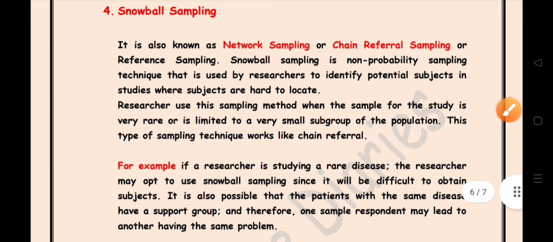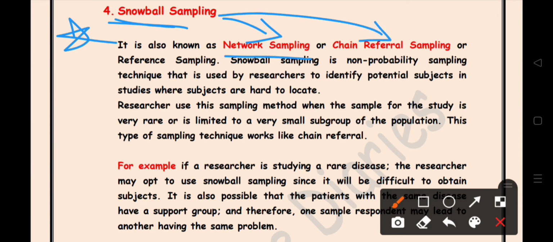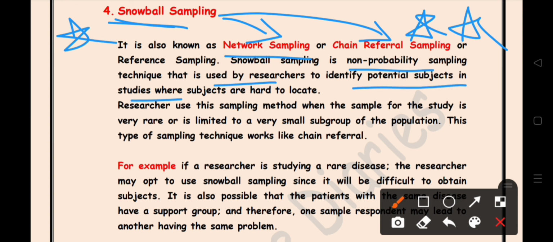The next important and interesting sampling method is snowball sampling. Snowball sampling is also known as network sampling and chain referral sampling. This is an important point, you can write it in your notes. Referral sampling, or snowball sampling, is a non-probability sampling technique used by the researcher to identify potential subjects in the study where the subjects are hard to locate.